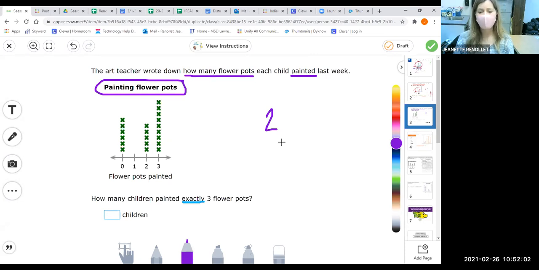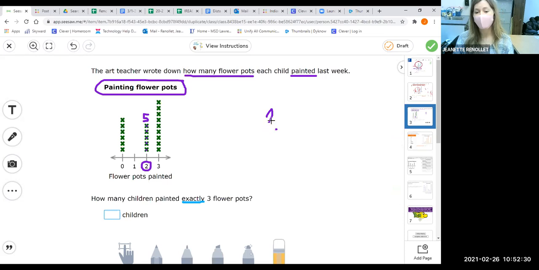So how many children painted 2 flower pots? So we go to 2. And each X equals 1. So 1 child, 2 children, 3 children, 4 children, 5 children painted 2 flower pots. The X's represent the people. Okay. All right. Be ready in case I call on you.